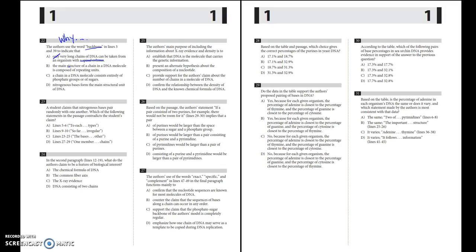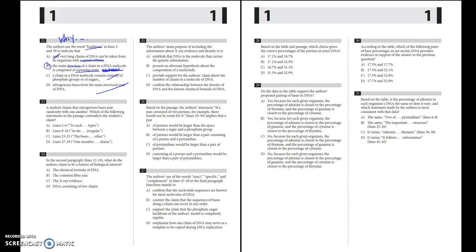The main structure, so already I'm like, yes, I like this answer, of a chain in a DNA molecule is composed of repeating units. Well, we did have that it had alternating units, so repeating units. I'm going to go with B and then check out the others. A chain consists entirely of phosphate groups or of sugars. No, that's not it. It's both. It's a phosphate and a sugar. Nitrogenous bases form the main structural unit. No. Okay, it's the repeating units of phosphate and sugar groups.